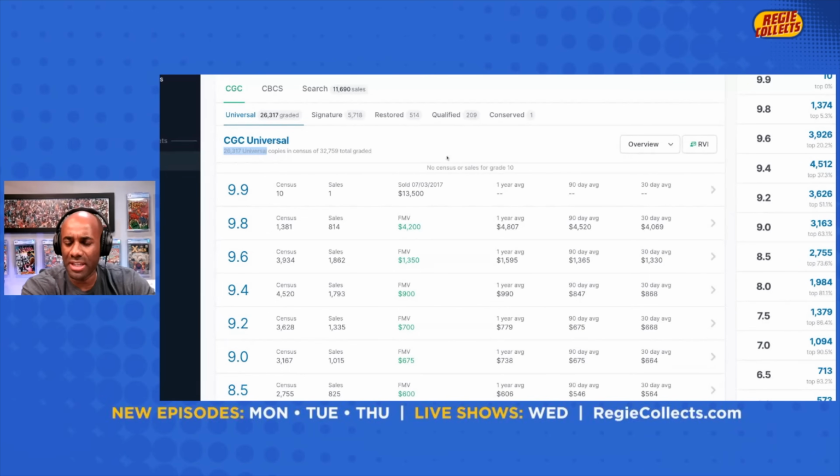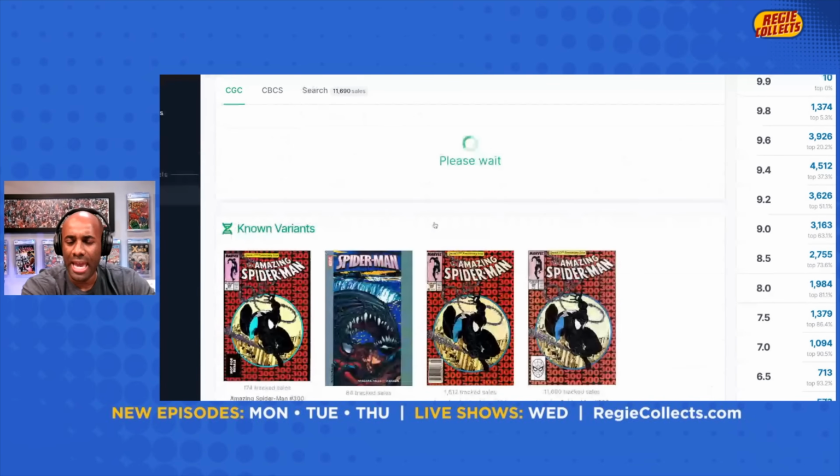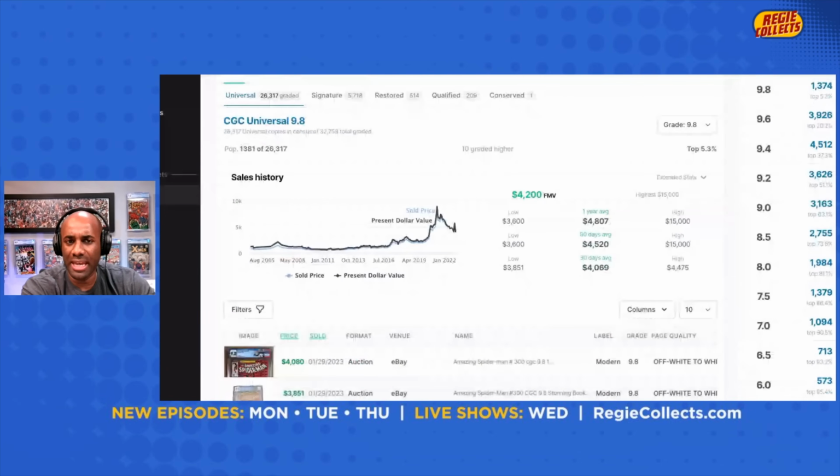But let's click on this and let's look at this data just a little bit closely. And I'm going to kind of go back and forth and toggle through some things. But again, there are 1,381 out of 26,000. There are 10 books that are graded higher, right? There are some 10.0s, I think, on the census that go a little bit higher than the 9.8. So there is something out there that is above it, but this is the top 5.3% of books. Again, that would say that this book is relatively rare at a 9.8.